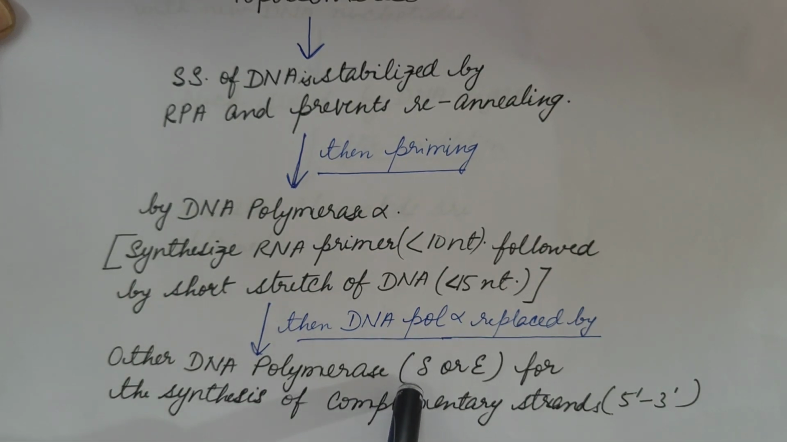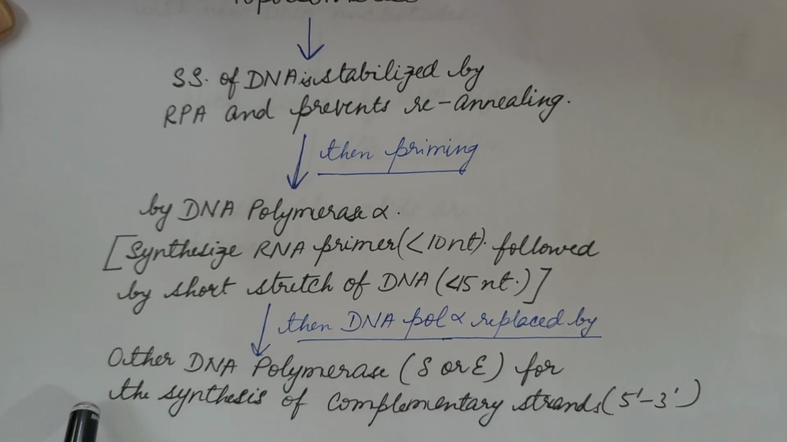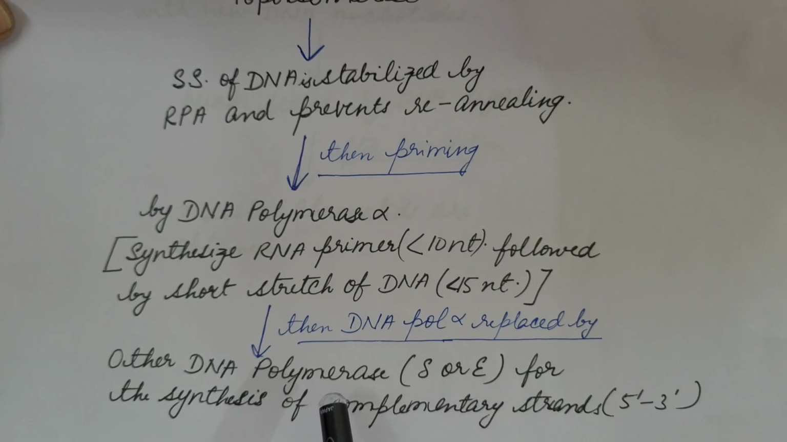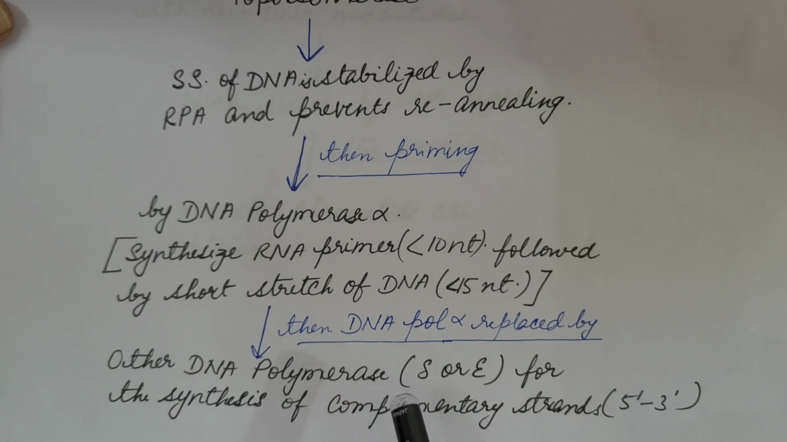In this case, DNA polymerase delta or DNA polymerase epsilon, which are the main replicating enzymes for the synthesis of complementary strands, synthesize the new strands in the direction of 5' to 3'. We have already discussed in eukaryotic DNA polymerase that if one strand is synthesized by DNA polymerase delta, then the other strand is synthesized by DNA polymerase epsilon. Mostly, DNA polymerase epsilon synthesizes the leading strand and DNA polymerase delta synthesizes the lagging strand. But it is still not very clear and research is still going on.